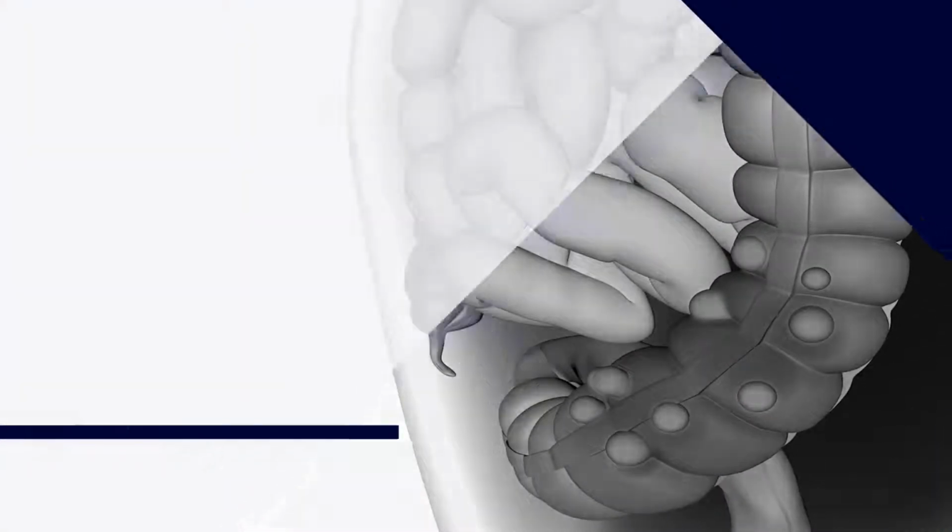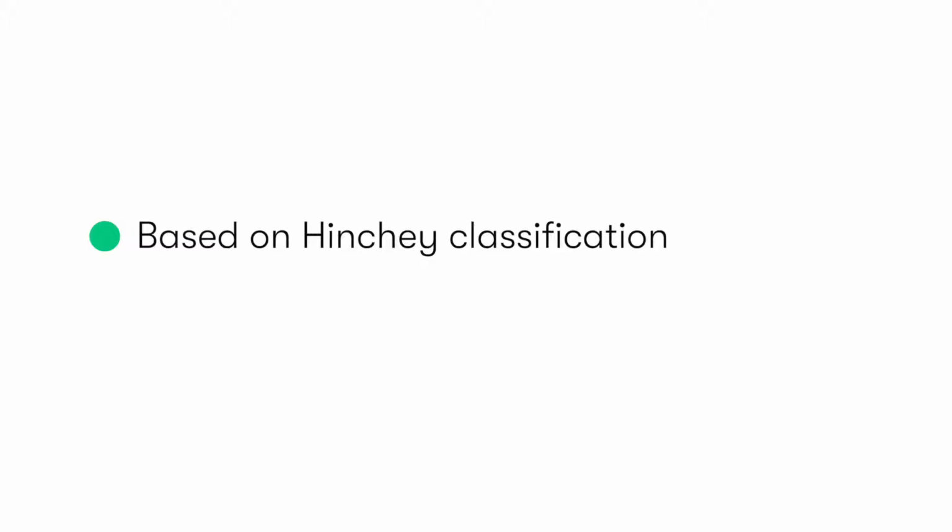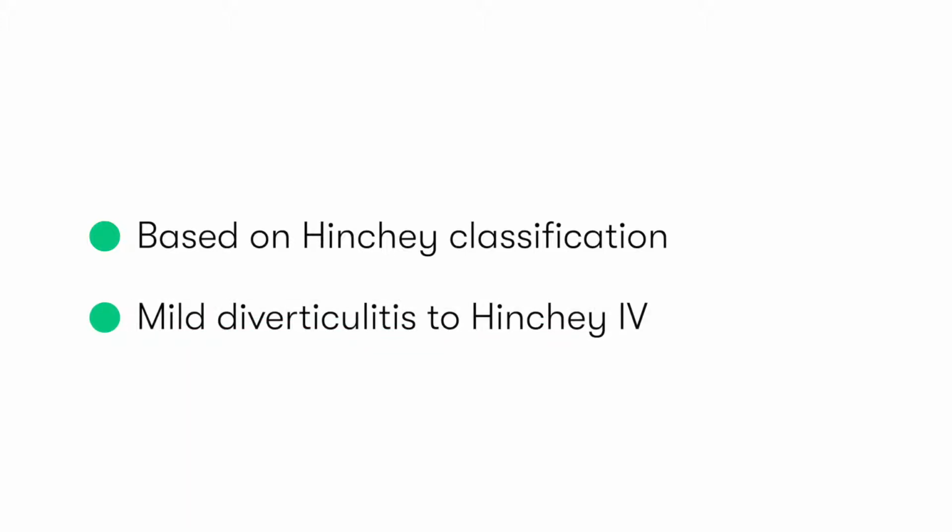If we now have a look at the management of diverticulitis, this tends to be based around the Hinchey classification. The Hinchey classification is a scale of increasing severity, going from mild or simple diverticulitis all the way up to perforation with fecal peritonitis. And the management of patients with diverticulitis varies depending on what Hinchey classification they have.